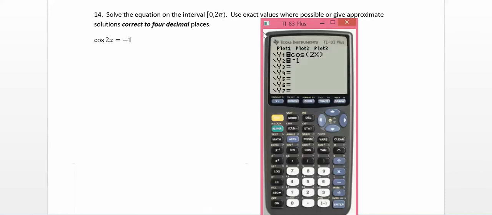Come back here. So for number 14, solve the equation from 0 to 2 pi. Use the exact value whenever possible. I'll give it approximate to 4 decimal places. So this one is saying, all right, cosine of a double angle is -1.